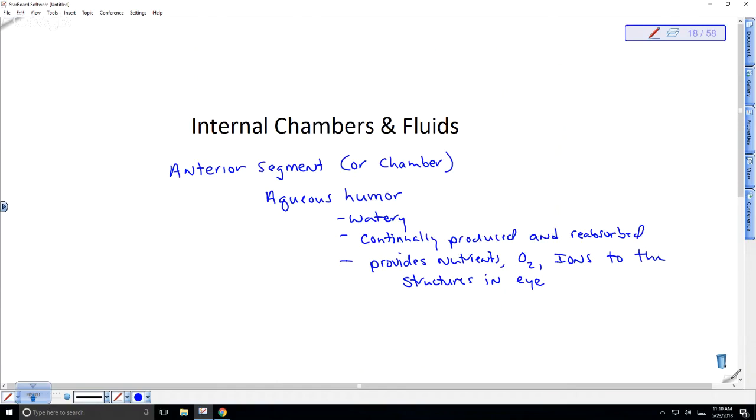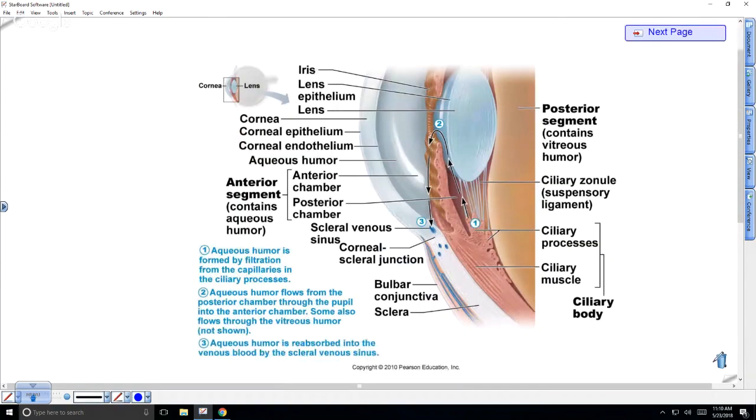If we look at a diagram here, you just need to know that this is my anterior segment, my anterior chamber right here. I'm not going to make you memorize anterior chamber versus posterior chamber versus anterior segment. Here it is produced by capillaries, and notice the capillaries right here. Then it circulates, and then it's supposed to drain, and it would be picked up by the venous circulation.